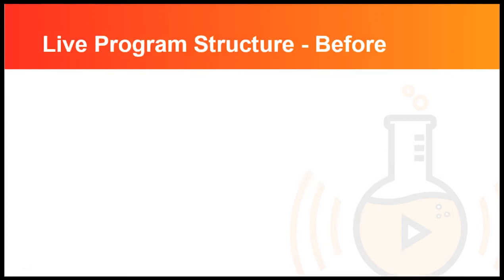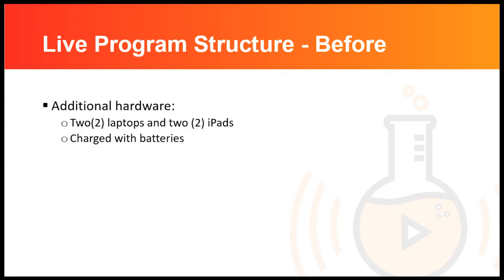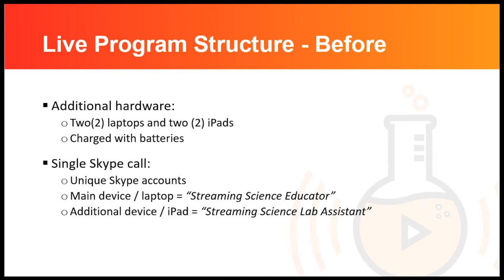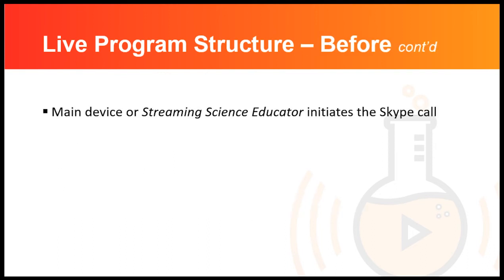Before the live program, the agricultural communicators should prepare backup hardware to mitigate potential hardware and software issues. This included preparing additional laptops and iPads, ensuring they were charged and had new batteries. The Skype application was installed on each device, and each Skype account was named based on its role. All devices were connected to a single Skype call. The streaming science educator or the main device initiated the call to the other devices. Finally, audio was evaluated prior to the live program using Skype's testing features and again when the school connected.